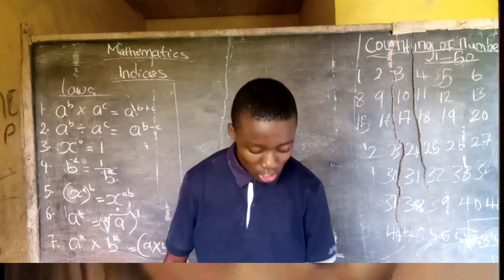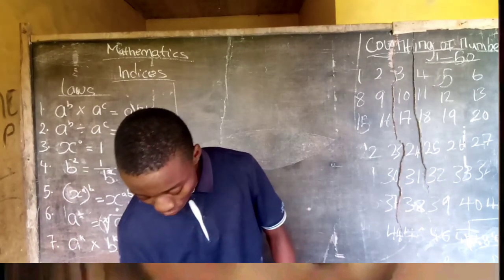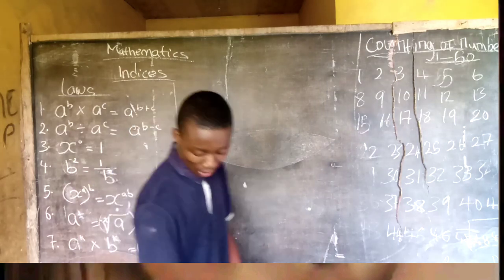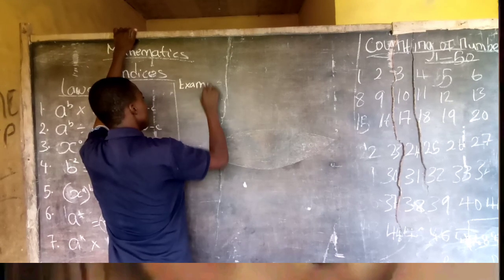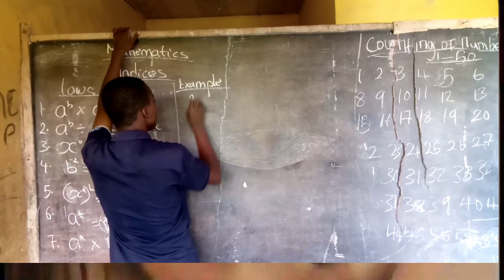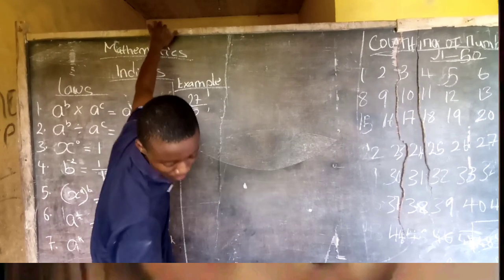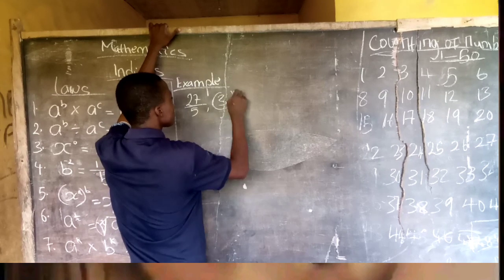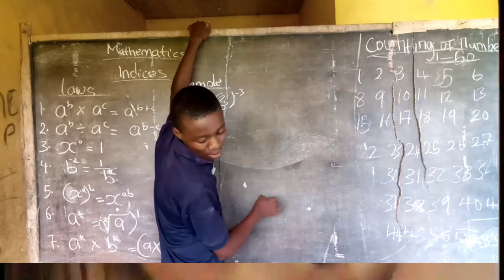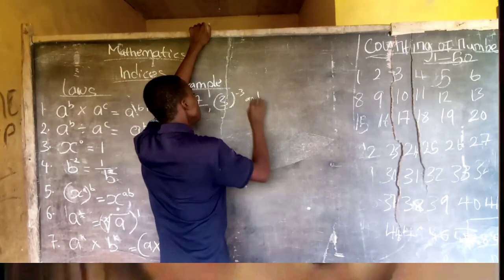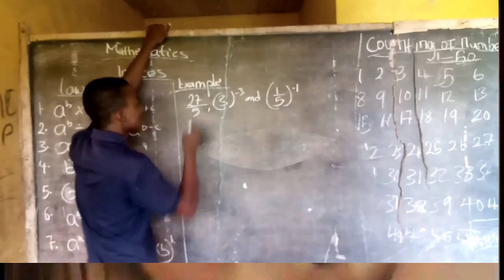Alright, now the first question here asks us to solve. They said solve or find the product of 27 over 5, 3 to the power of negative 3, and 1 over 5 to the power of negative 1. So from here I can say this is what?